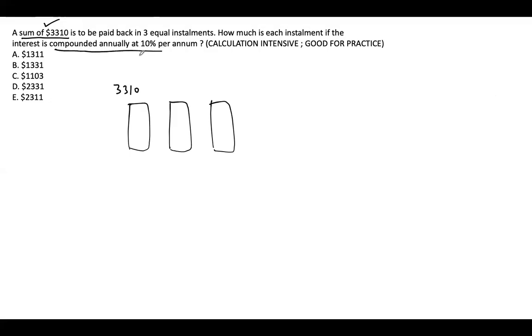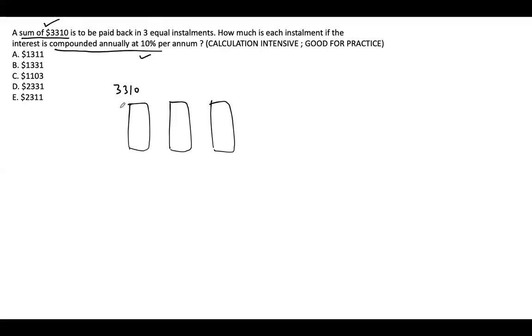And what does it say? So we have to calculate. Now, explain the question. A sum of $3,310 is to be paid back in three equal installments. So can we just not divide this by three and those would be the three equal installments? No, because it is going to earn interest at 10% compounded annually every year.